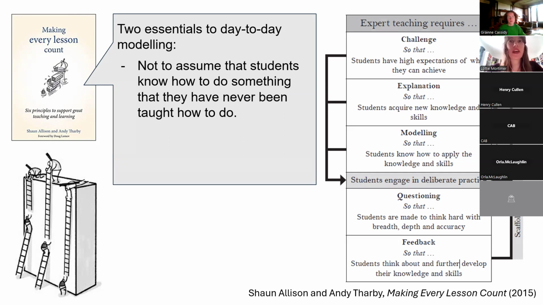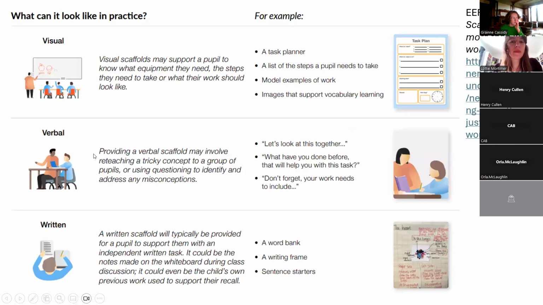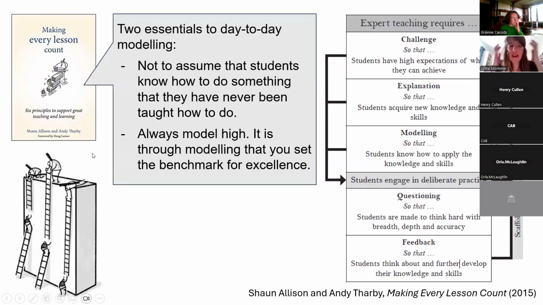So for example, if you're teaching indirect question, don't assume students can automatically remember how to form a direct question. And Allison and Tharby also say that we always need to model high, and it's through our modeling that we set the benchmark for excellence. We need to have high expectations of all of our learners, and through modeling and scaffolding, we can help them get there.